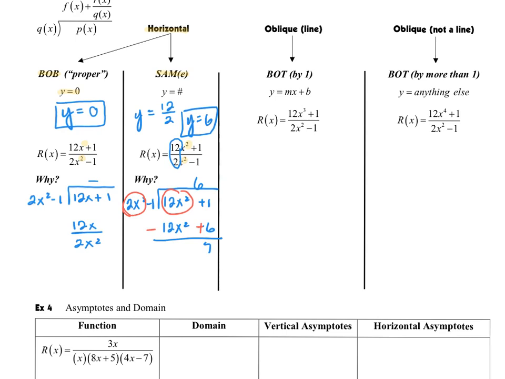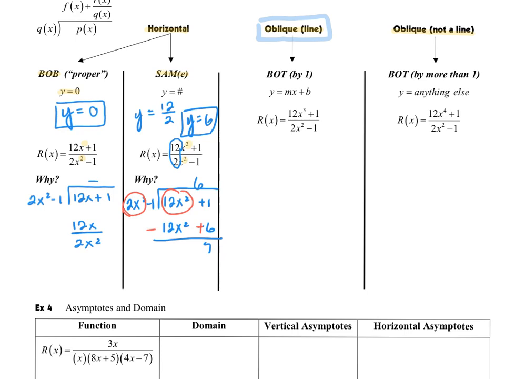The next scenario would be an oblique asymptote. So if it's not a BOB or it's not a SAM, there's not a horizontal, but there will be some type of an oblique, okay? Now, we're going to have obliques that are lines and obliques that are not lines. We are only going to do obliques that are lines in our class, but I want to show you this one because you certainly might encounter that when you get to your calculus classes.